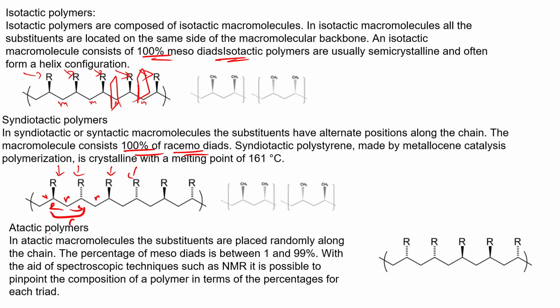But if there is no order, then they call them atactic polymers. So that order is not there. The percentage of meso diads is in between 1 to 99%. So if one of the units is not matched with this particular arrangement like above, below, then we call this having no ordered arrangement. So we call this an atactic polymer.